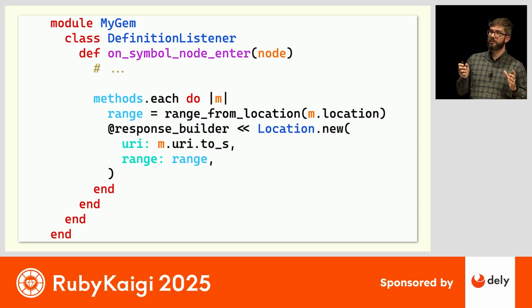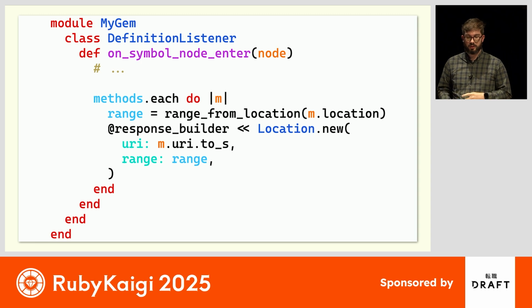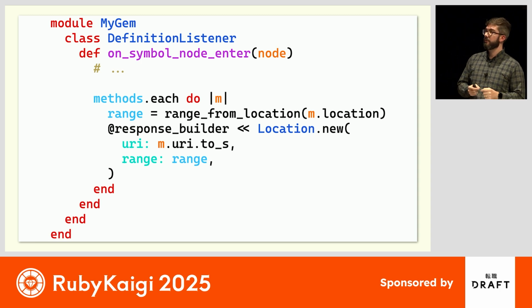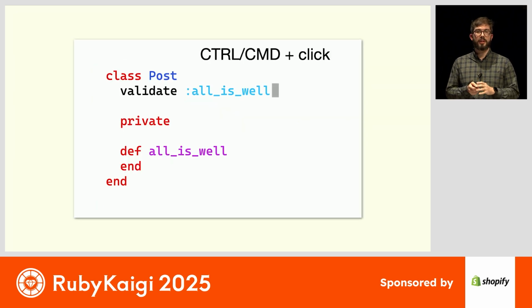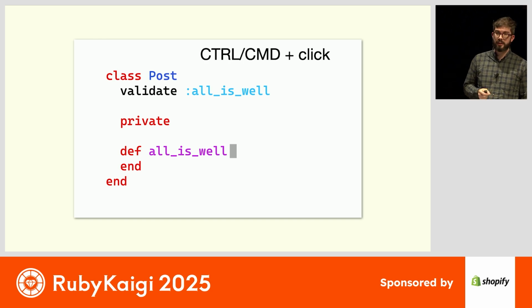The last step is to take the declarations that we discovered that are related to the name of the symbol value that we are trying to jump to, and then format them for the editor and include them in the final response using our response builder. In this case, we're just transforming the location of the declaration into a range, which is what the editor expects, and then we're creating this location object to push it into the response builder. And this is already enough for us to command-click on that symbol and land on the method declaration for all_is_well.